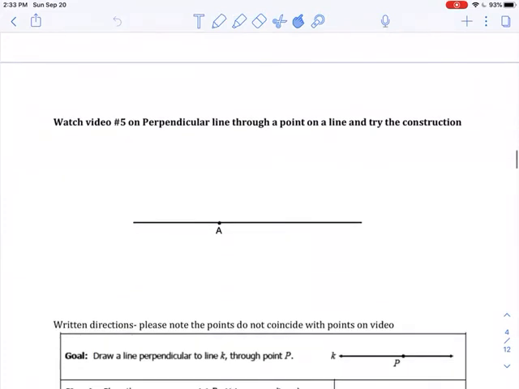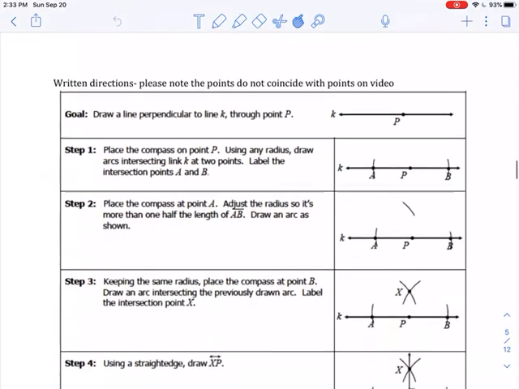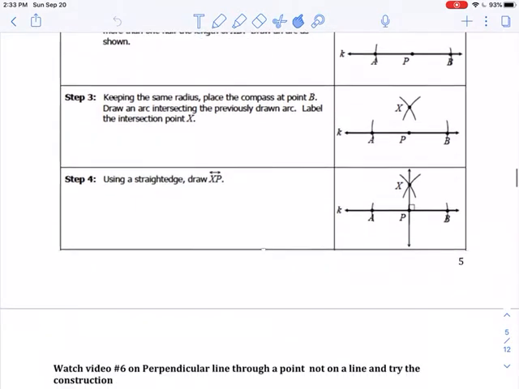The second video that you're going to watch is drawing a line perpendicular through a point on the line. Again, if you don't have the packet, just draw a line and draw a point A anywhere. It doesn't have to be in the exact same spot. The written instructions are also down below for you.